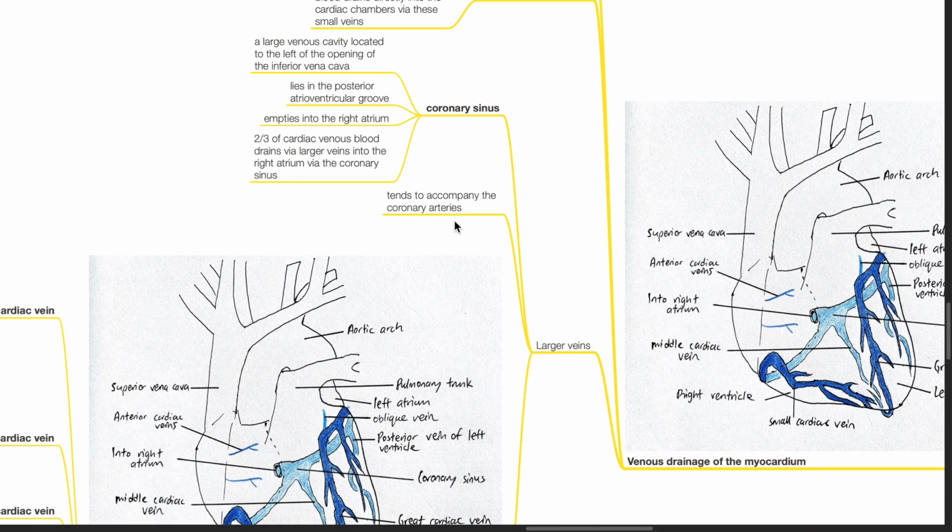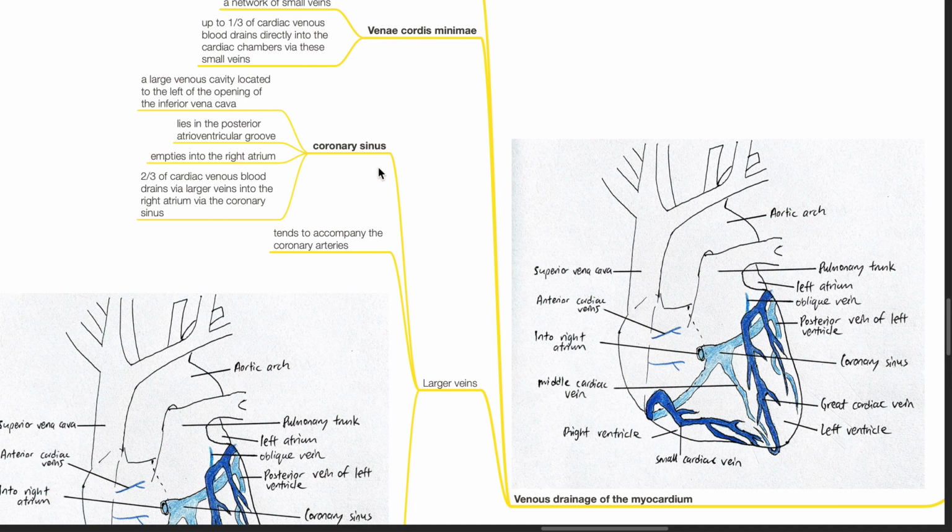Regarding larger veins, the coronary sinus is a large venous cavity located to the left of the opening of the inferior vena cava. It lies in the posterior atrioventricular groove and empties into the right atrium. 2/3 of cardiac venous blood drains via large veins into the right atrium via this coronary sinus.